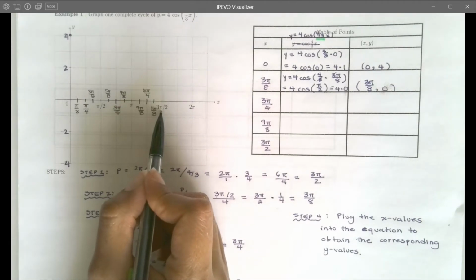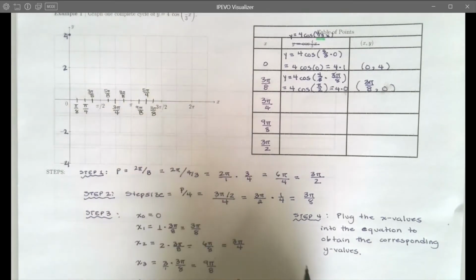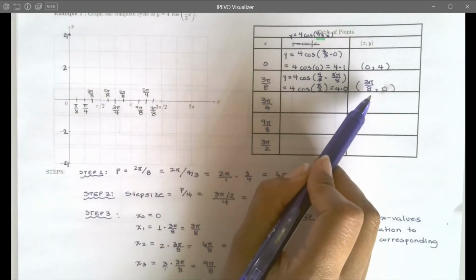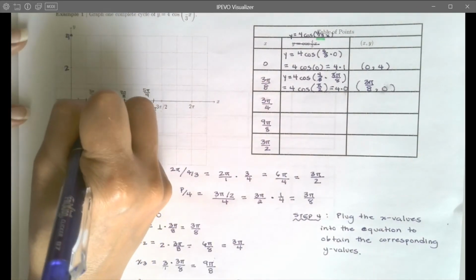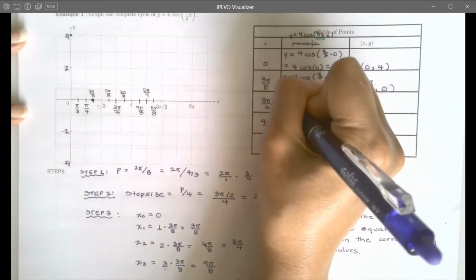And I say finally because if you notice that is the last x value that we're going to be plotting, so I don't need to go beyond the 3 pi over 2. So we'll stop there, and now we'll go ahead and plot. 3 pi over 8 comma 0 would be here. And that means we can go on to the next x value now.